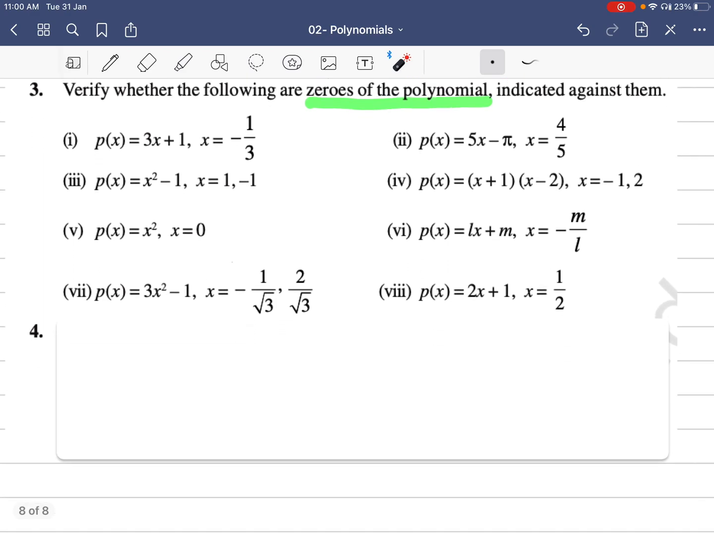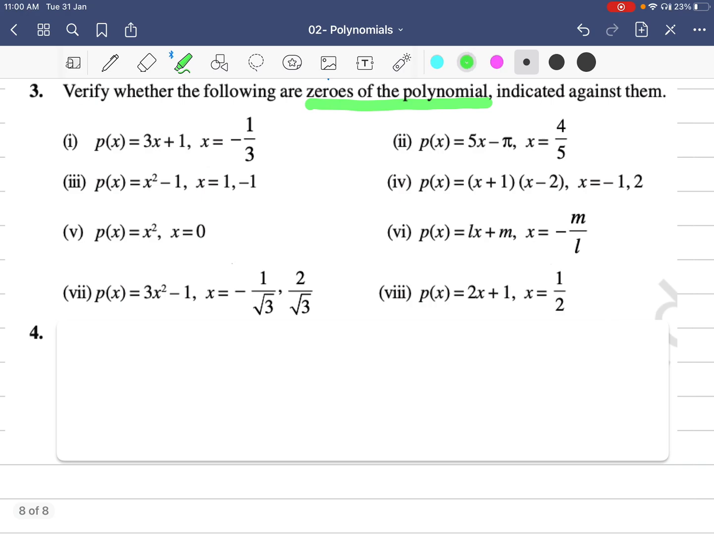Okay, so since there are a lot of questions to solve, we are just going to solve a few of them. So 1, 3, 5 and 7. I'm going to solve only these 4 questions. Remaining 4 are quite similar, so you can solve them on your own. Okay, so let's begin with the first question.